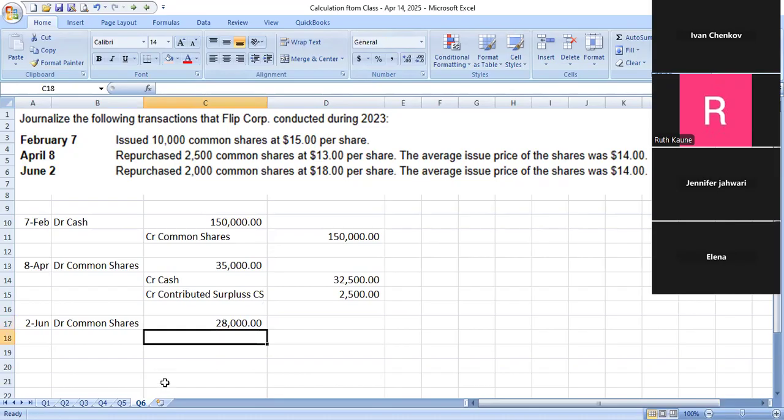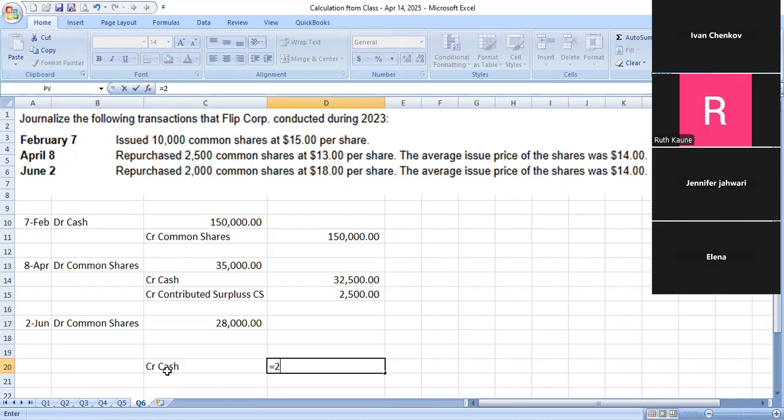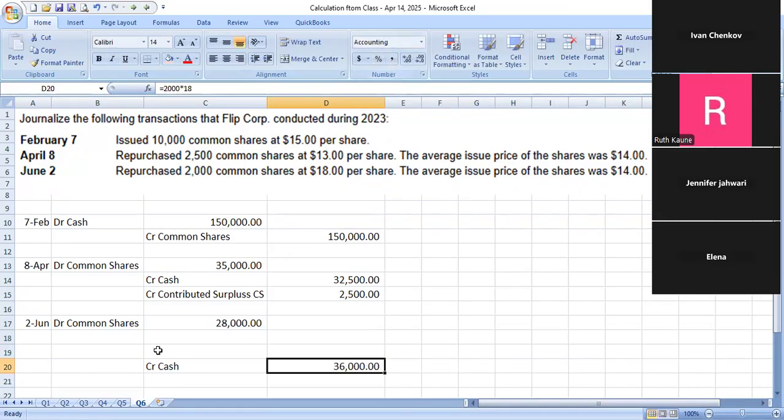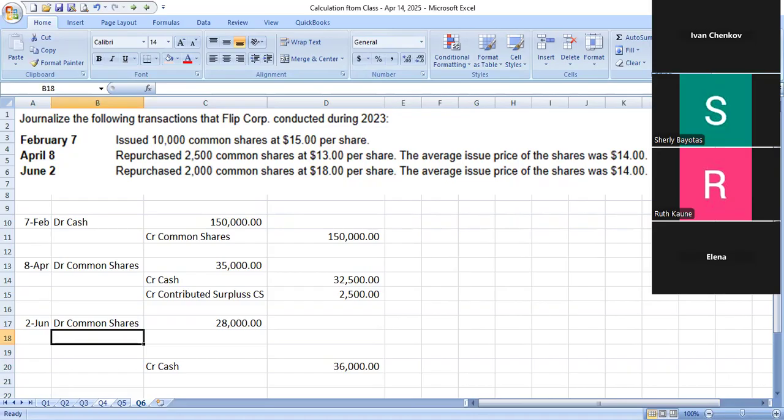Now, how much cash are we going to pay? Way more, correct? We're going to pay for 2,000 shares $18 per share. We pay $36,000. So in this case I need debits, right? Which account am I going to debit? Contributed surplus, common shares. Debit contributed surplus.